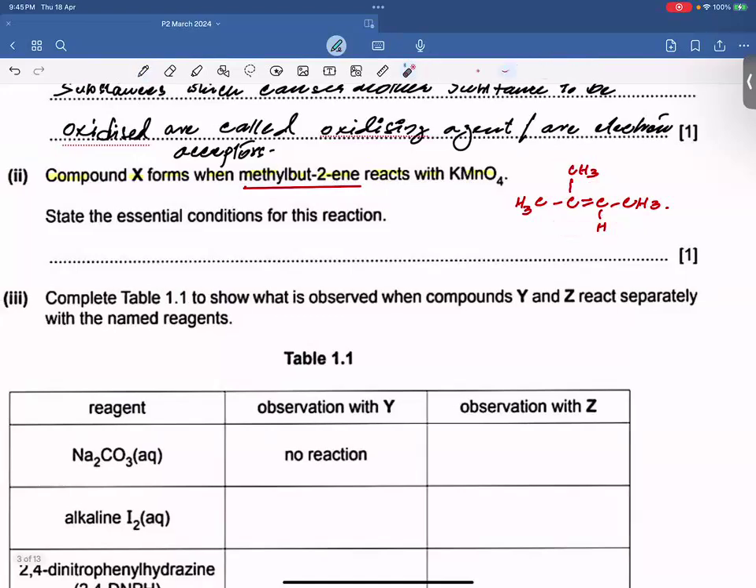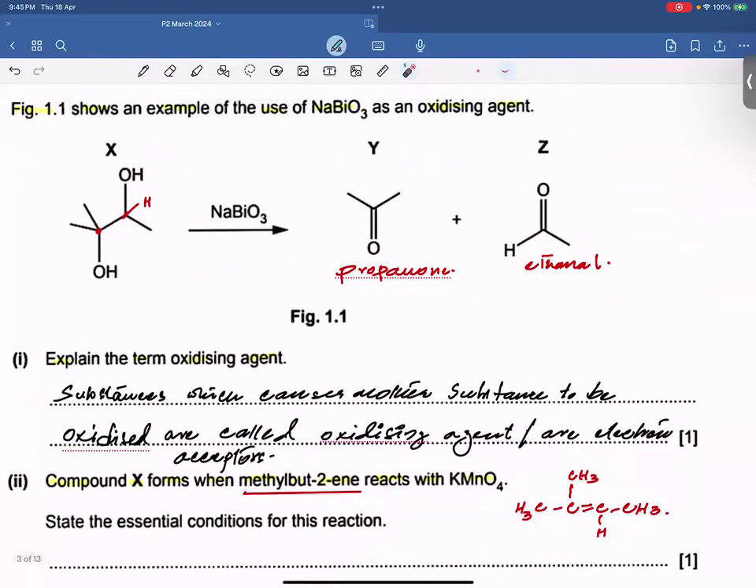Basically, it is an alkene. And when you react an alkene with KMnO4, it will give you diols, right? Because this compound X shows that we add 2 OH groups to the alkene. So if you add OH groups to the adjacent double-bonded carbon atoms, you will get diols. And if you get diols, then it means KMnO4 is used.